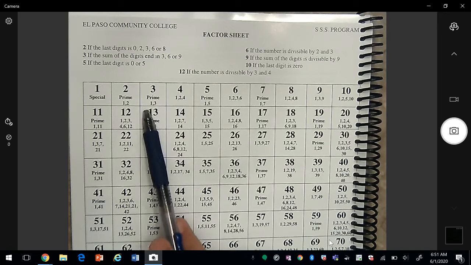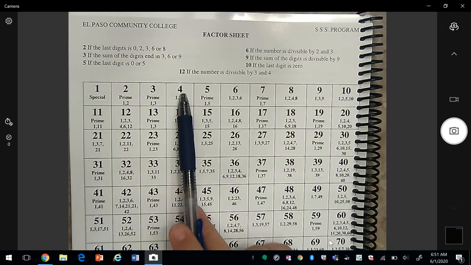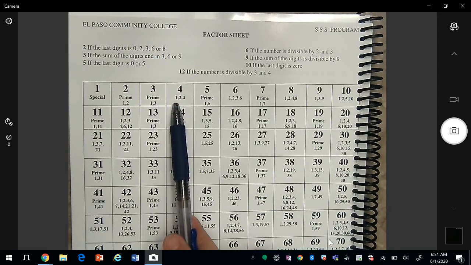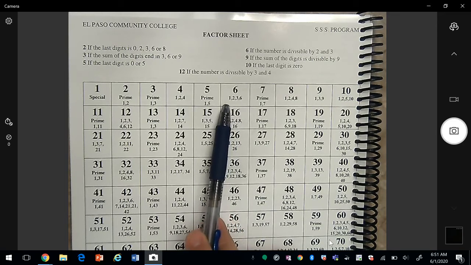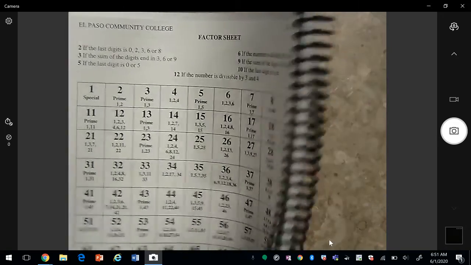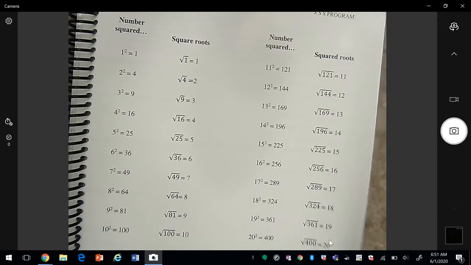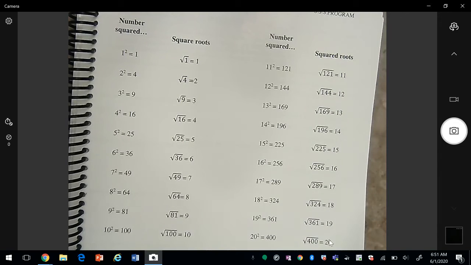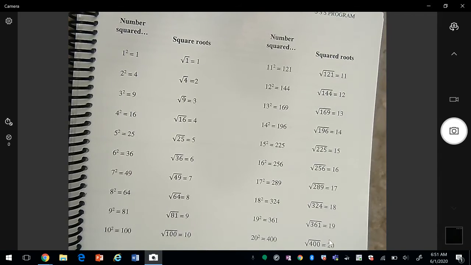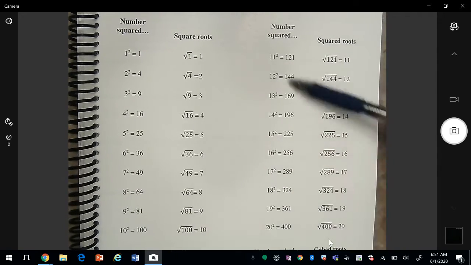So for example, 3 is prime and the only factors are 1 and 3, but 4 is composite, so you have more than 2 factors. So you have 1, 4, and then you have an additional 1. So these numbers 1, 2, 3, 6, these are called factors, which we'll discuss when we get started. And then you have this chart which will also help you.